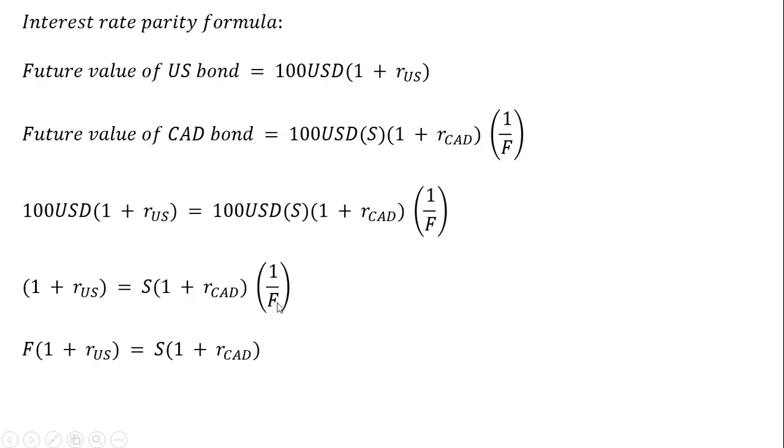Here I'm going to just multiply both sides through by F. And then I'm going to divide both sides through by 1 plus the U.S. interest rate. And we get this formula here. So this is what you see a lot of times in textbooks.